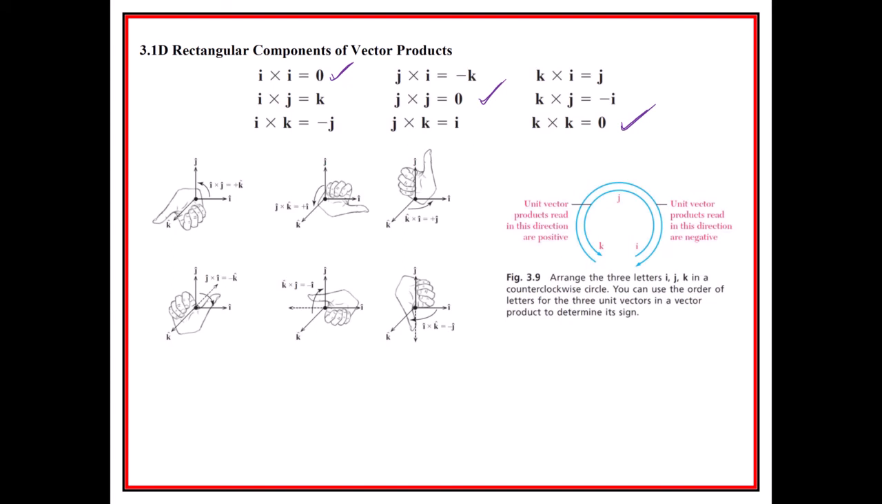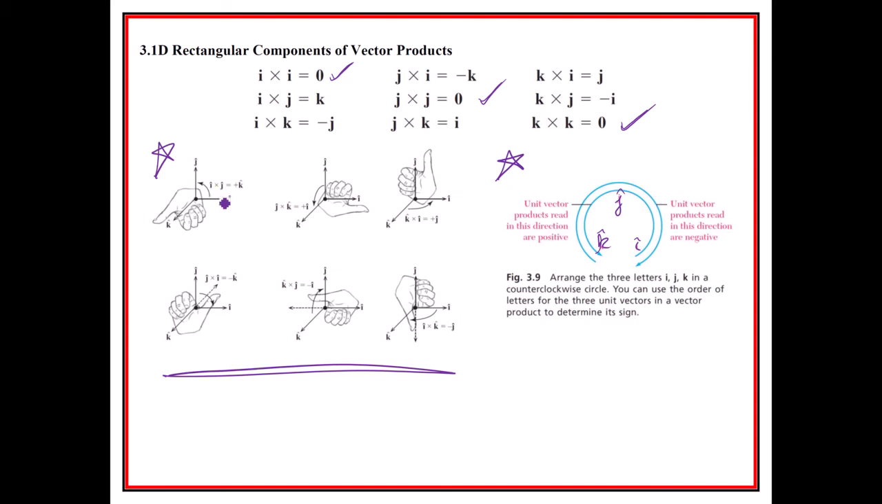Now these other ones, you could memorize them, or you could use the right-hand rule, or you can use this little thing that they have in the book here where they're trying to tell you that clockwise is negative and counterclockwise is positive, right? If you draw the I, J, K. I prefer this way right here, and this is actually my hand. I traced it out. I took a picture of my hand, and then I traced it out. This is an excerpt from my book.